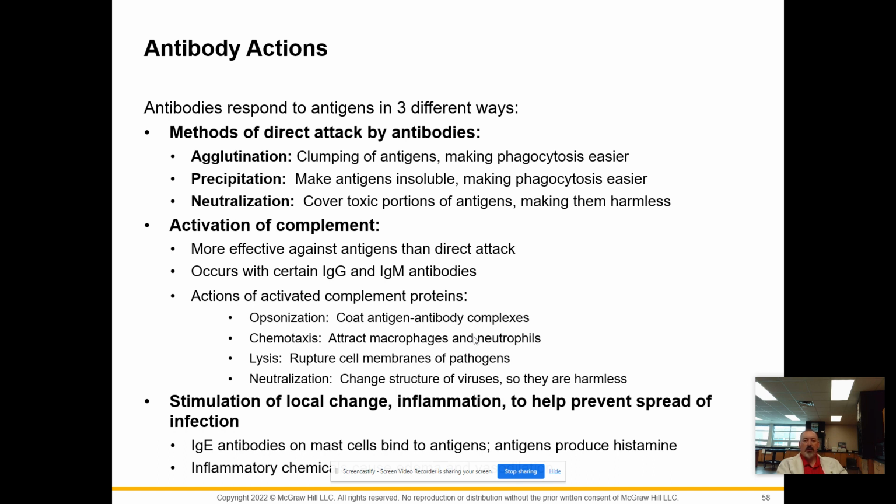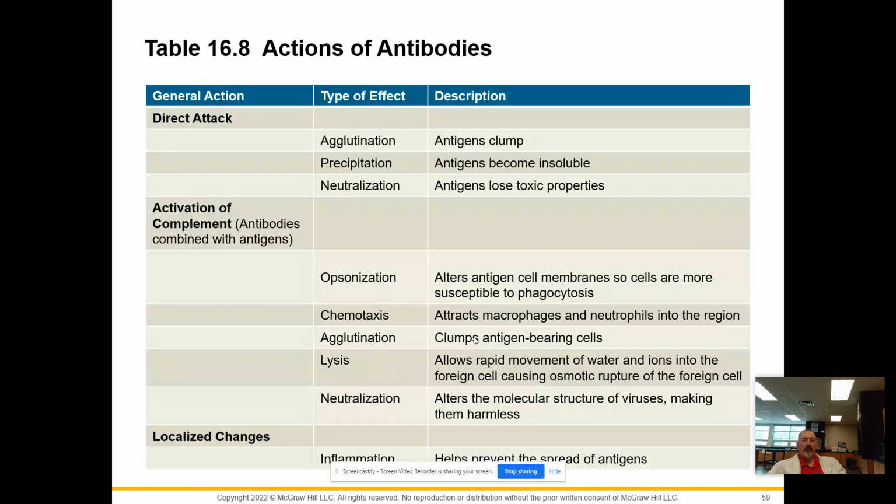And we have neutralization, where we're essentially making it harmless by either putting an antibody on it to be marked or to disassemble the thing that is causing the problem. So the stimulation of local change, inflammation, and to help the spread of infection, IgE on mast cells. Remember mast cells that we talked about? These are the histamine producers. The histamines are going to cause the leakiness of vessels, which is going to cause secretions to occur, and it's also going to cause edema, where you're going to decrease the effect of that microbe.